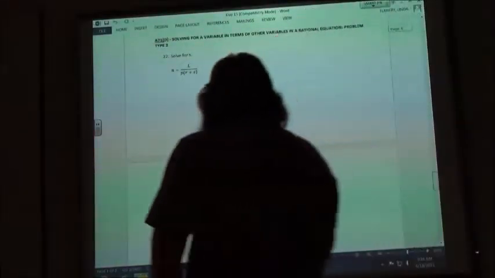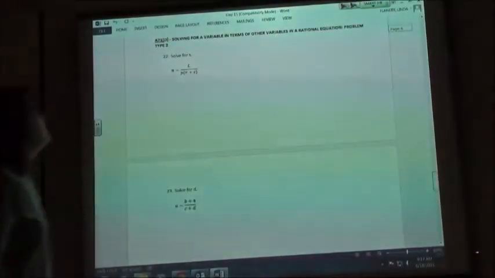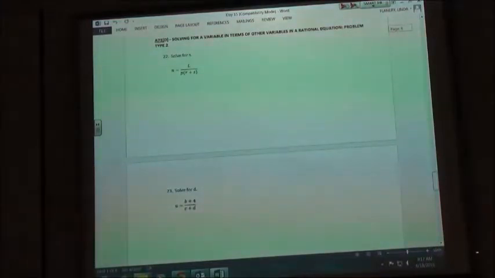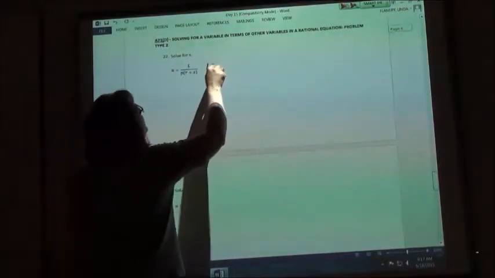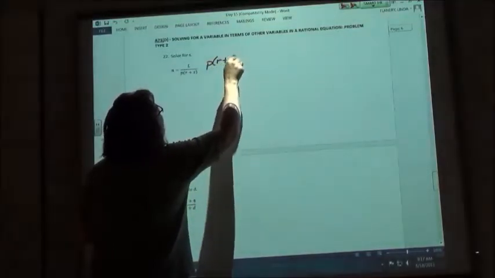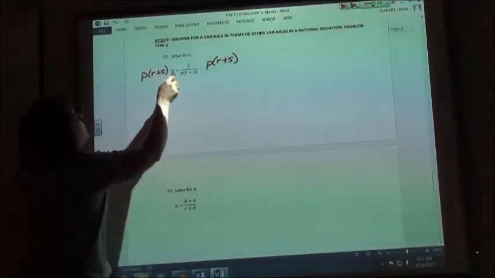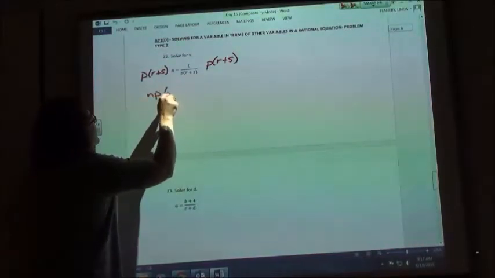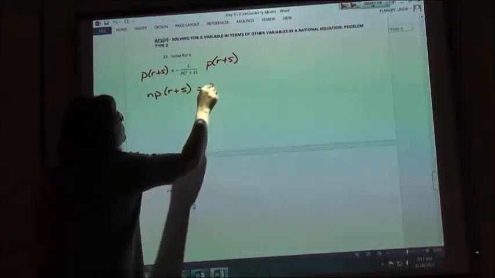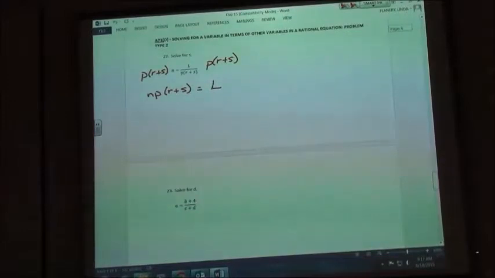And then the next ones, they just made it a little longer, or they made it a little harder. Same thing. Whatever's in the denominator, they're going to multiply by first, whether they're solving for that or not. So they're going to multiply by the p and the r plus s. So they're going to have np times r plus s equals L for their first step.